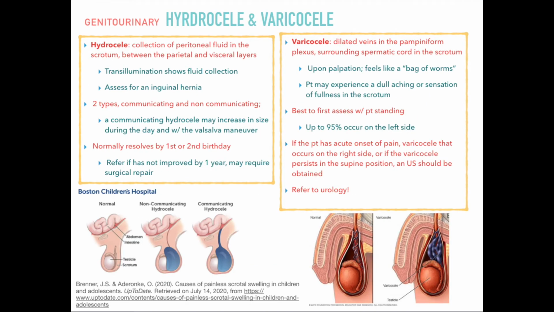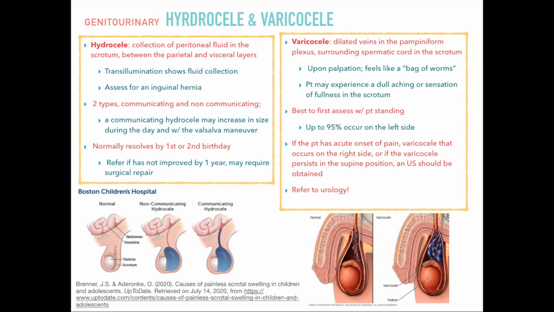Moving out of gastrointestinal and on to genitourinary, this is the slide about hydroceles and varicoceles. So a hydrocele is a collection of peritoneal fluid in the scrotum, and with the use of transillumination, we'll see that fluid collection. Important with these patients that we also assess for an inguinal hernia. There are 2 types of hydroceles. One is communicating and one is non-communicating, and that picture down below really shows, I feel like, a good depiction.